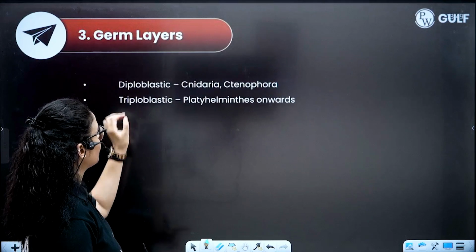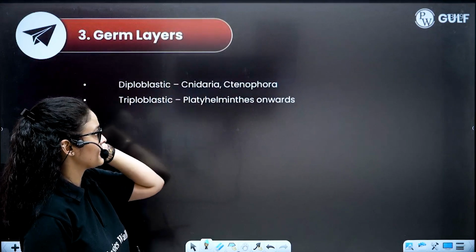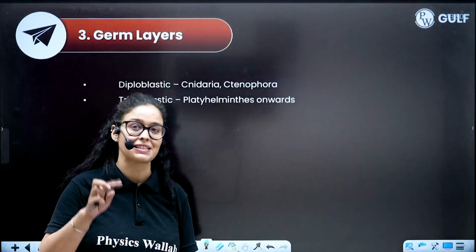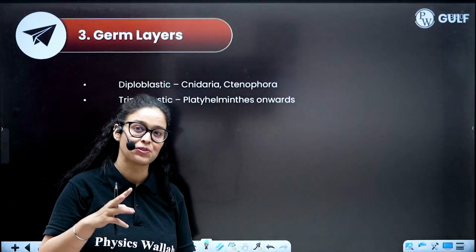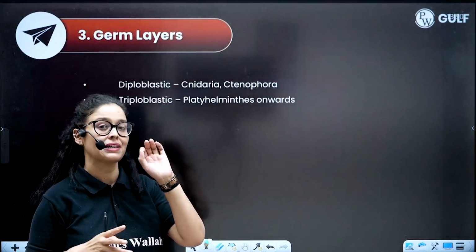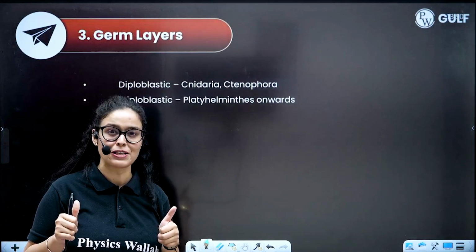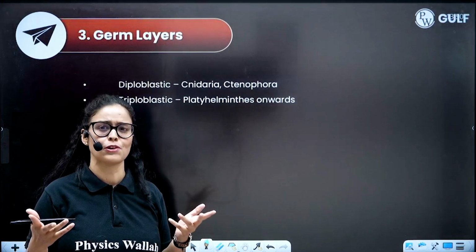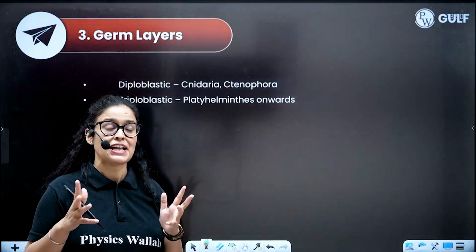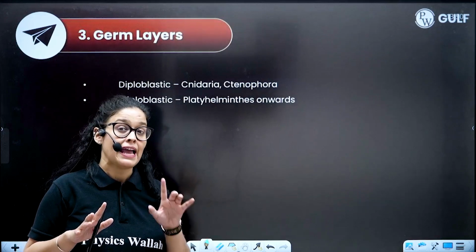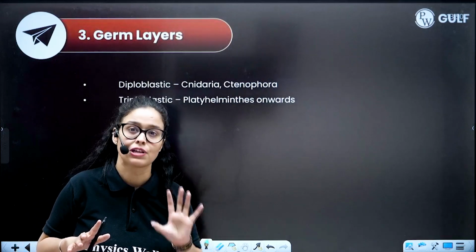When we see the germ layer, diploblastic: Cnidaria and Ctenophora are diploblastic. Triploblastic, Platyhelminthes onward, they have ectoderm layer, endoderm, also mesoderm. These people only have ectoderm and endoderm, no mesoderm. And when there is no mesoderm, we cannot even consider them coelomate or acoelomate, because coelom is considered on the basis of the mesoderm. Because you kids know, as per NCERT, coelom is mesodermal in origin, right?